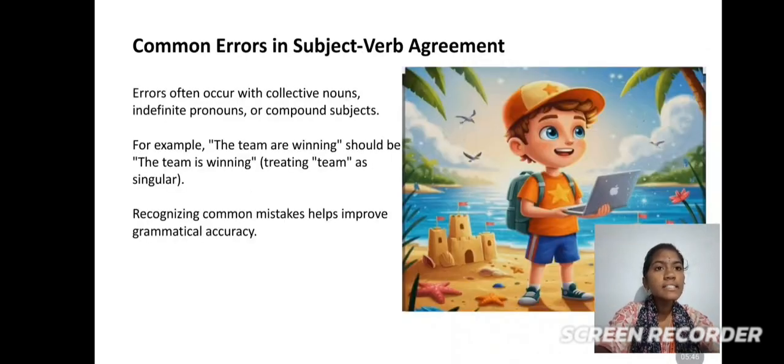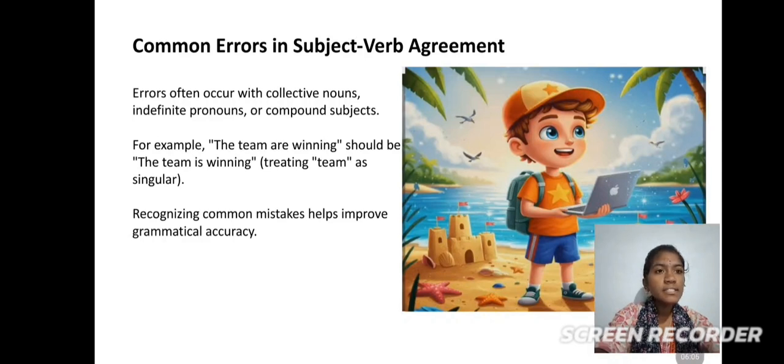Common errors in subject verb agreement. Errors often occur with collective nouns, indefinite pronouns, or compound subjects. For example, the team are winning should be the team is winning, treating team as singular. Recognizing common mistakes helps improve grammatical accuracy.